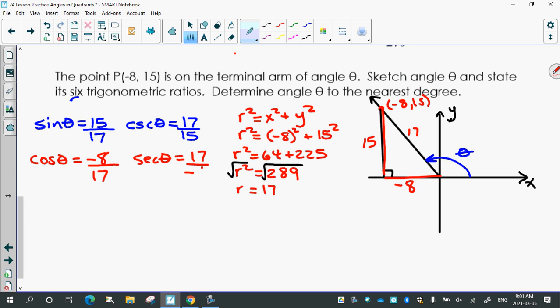so a lot of people write 17 over negative 8, but if you looked up your answer in the textbook, the negative's always up with the top number. Is everyone good with that? Okay, so it will get bumped up, so you might as well bump it up so that you can do it all in one step. And then the tangent of angle theta is the y value over the x value. So 15 over negative 8, so we bump up that negative again. And the cotangent is the x value over the y value.